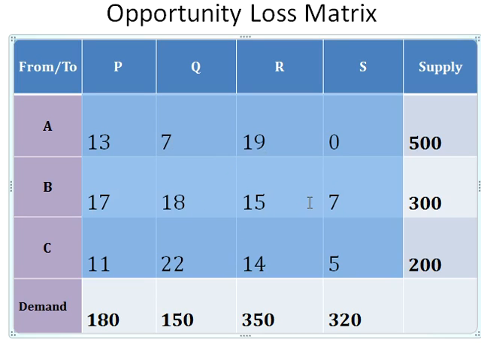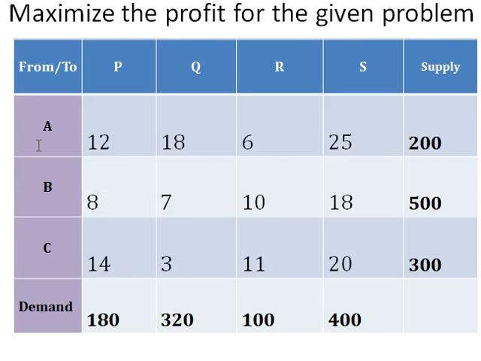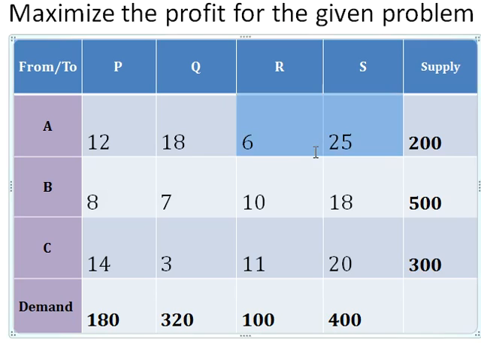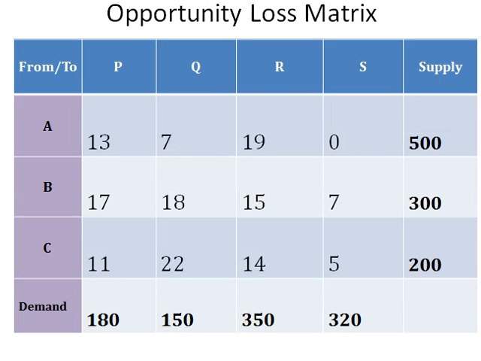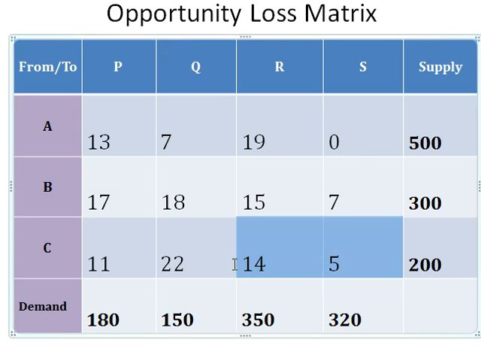I hope it is clear to all, and you can observe all these values that have been subtracted from the 25. As you can see in our first slide, these are the given data. All these values are subtracted from the maximum profit value, that is 25, and we have obtained this new matrix, which is known as an opportunity loss matrix. So it is better to have a smaller value. The smaller the value, the nearer it is to profit.